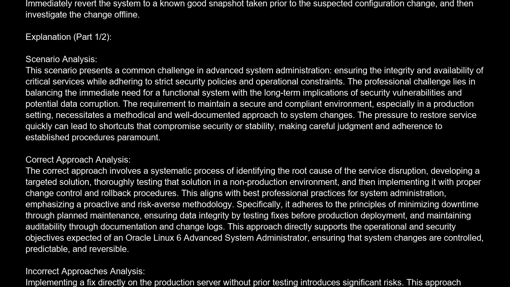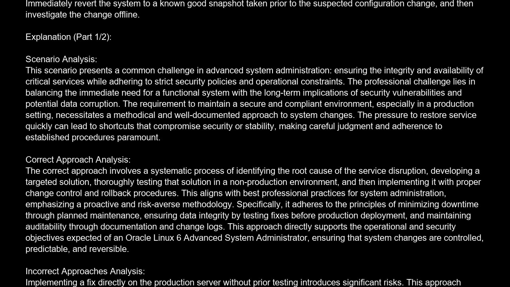This aligns with best professional practices for system administration, emphasizing a proactive and risk-averse methodology. Specifically, it adheres to the principles of minimizing downtime through planned maintenance, ensuring data integrity by testing fixes before production deployment, and maintaining auditability through documentation and change logs. This approach directly supports the operational and security objectives expected of an Oracle Linux 6 Advanced System Administrator, ensuring that system changes are controlled, predictable, and reversible.